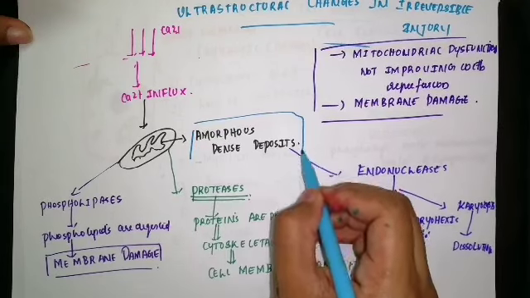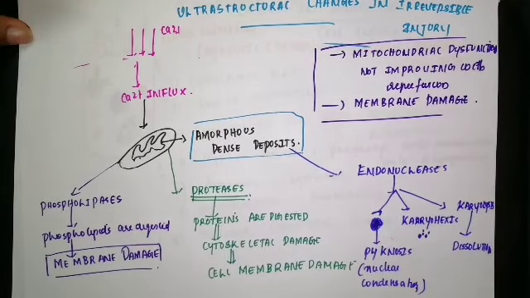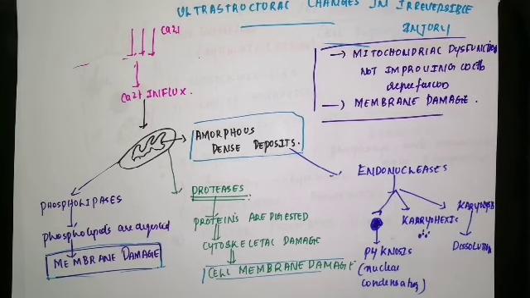So the changes which are seen in irreversible cell injury are: because of the calcium influx, there will be amorphous dense deposits in the mitochondria, and because of phospholipases, the cell membrane and all the organelle membranes are damaged. Because of proteases, cell membrane damage again occurs. Because of the endonucleases, there will be pycnosis, karyorrhexis and karyolysis. So these are the changes which can be demonstrated like this.